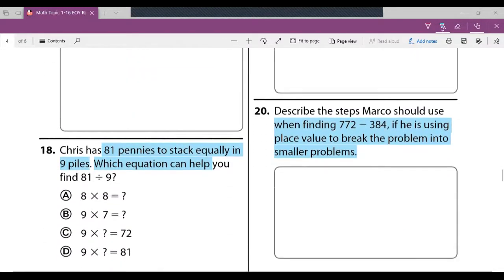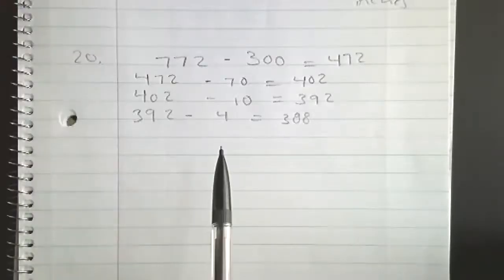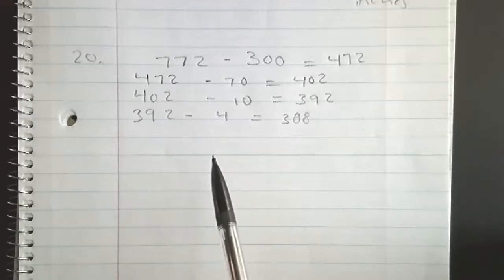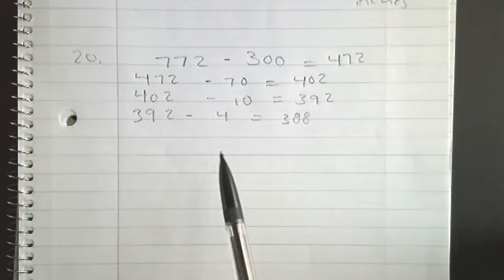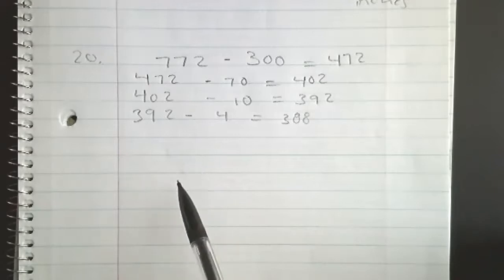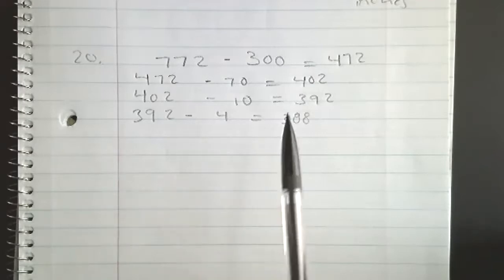Number 20, it says describe the steps Marco should use when finding 772 minus 384 if he is using place value to break the problem into smaller problems. Okay, I'm gonna flip my camera here. Now, when we're breaking this problem into smaller problems, this isn't a typical question we would be asked, except on things like this with a review. So I'm not going to stress this too much. If you did 772 minus 384 and got 388, absolutely. For those that want to know exactly what it means when they say place value to break the problem into smaller parts, this is exactly what it means.